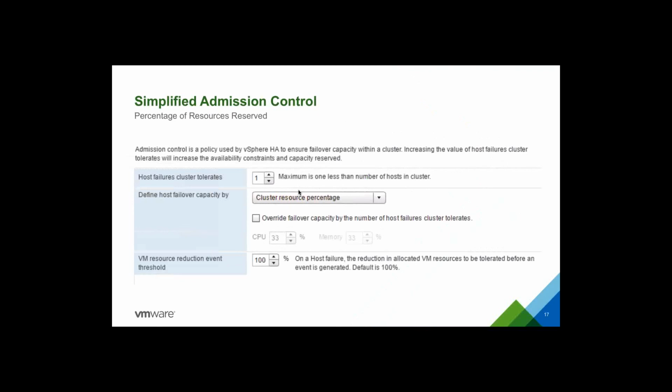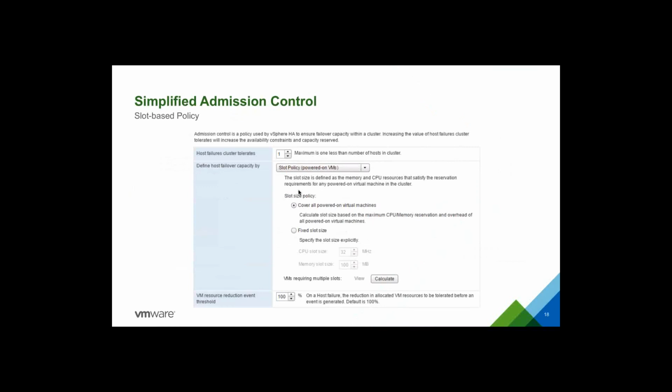On the percentage, this is just a couple of extra screenshots to show what that would look like again. We have you define the number of failures that the cluster will tolerate. By default, it uses the percentage of resources reserved. We also can still do the slot-based policy. So you can choose, again, defining how many hosts you would tolerate within the cluster, and then you can let it do its slot-based calculation. And again, you could go in and override that using a fixed slot size.